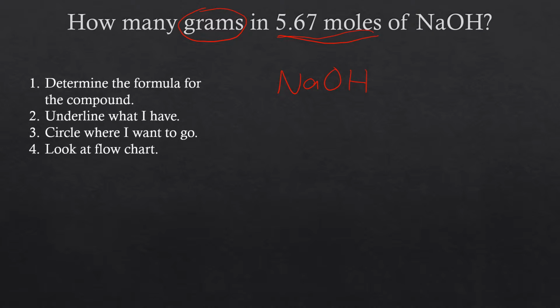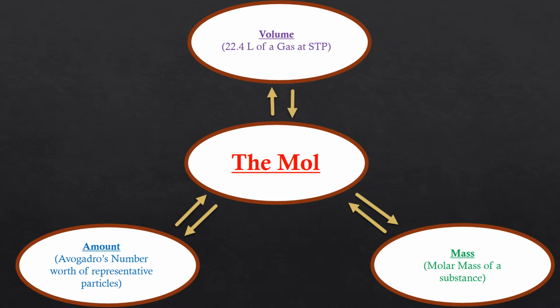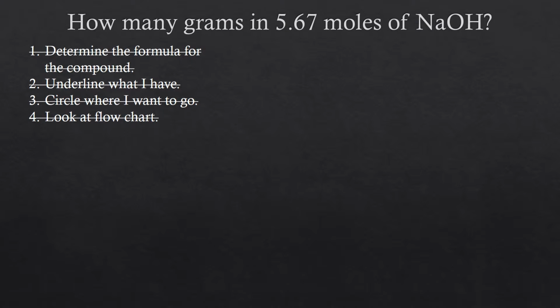So then we go ahead and look at the flowchart. Looking at the flowchart, I have moles, so I'm going to put a star like they do on the map if you're at the mall or something. I'm at moles, and I want to get to mass. X marks the spot, like a treasure hunt. So I have to go this way, which means I'm going to have to use the molar mass of a substance.